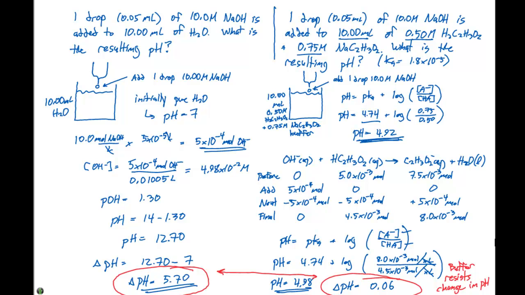using an expression. And since we have a ratio of A minus to HA, we can use moles that we add and moles that are neutralized in order to get these concentrations, because the volume values are going to cancel out here, and we're just left with a ratio of moles. So this example serves as an illustration of how effective a particular buffer solution can be at resisting changes in pH.